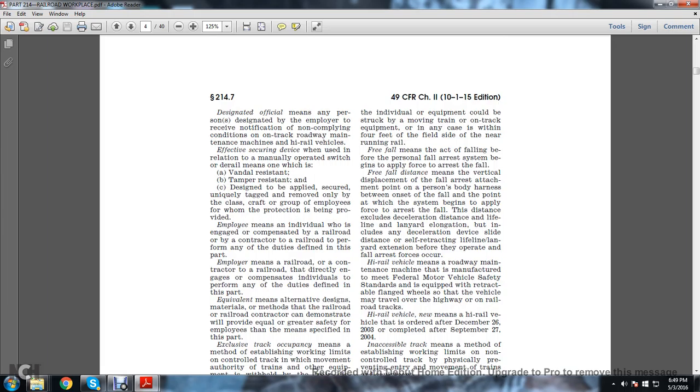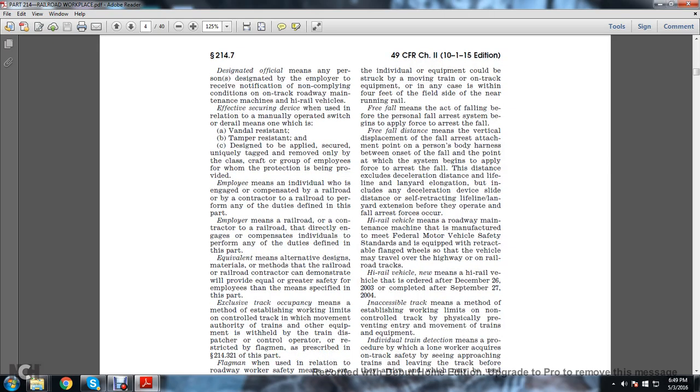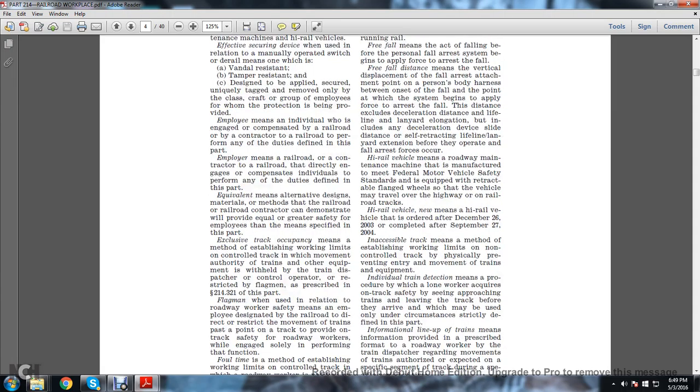Free fall means the act of falling before the personal fall arrest system begins to apply force to arrest the fall. The free fall distance means the vertical displacement of the fall arrest attachment point on the person's body harness between onset of the fall and the point at which the system begins to apply force to arrest the fall. This distance excludes deceleration distance, lifeline and lanyard elongation, but includes deceleration device slide distance and self-retracting lifeline and lanyard extensions before they operate and the fall arrest forces occur.